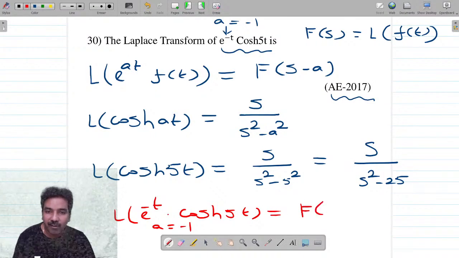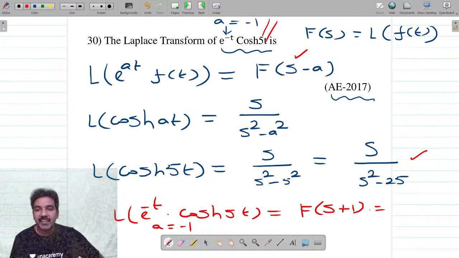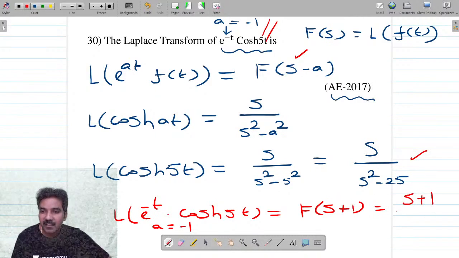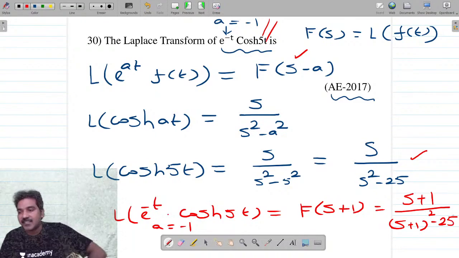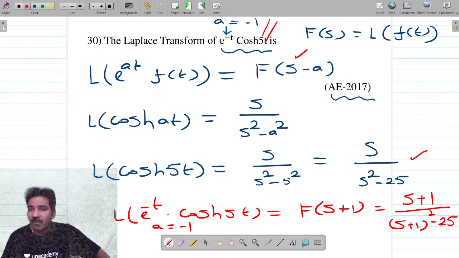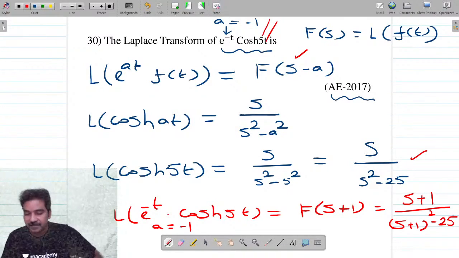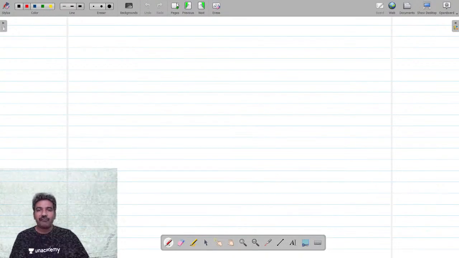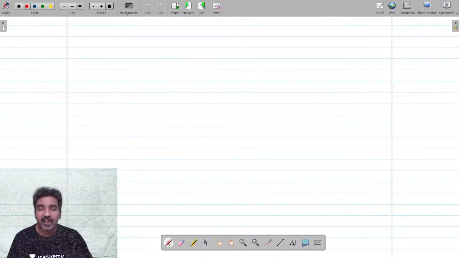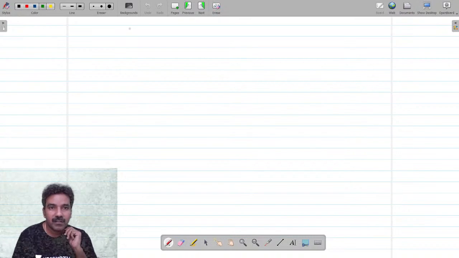Now this is going to be F of s plus 1 according to this property, because a is becoming minus 1. So here F of s is s by s square minus 25, but I need F of s plus 1. So replace s by s plus 1. This is (s plus 1) whole divided by (s plus 1) whole square minus 25. This is my final answer. Is it clear? Right. Now with this we have finished Laplace transforms. Hope you had a very good experience with Laplace transforms. Okay. Now let us talk about Fourier series.